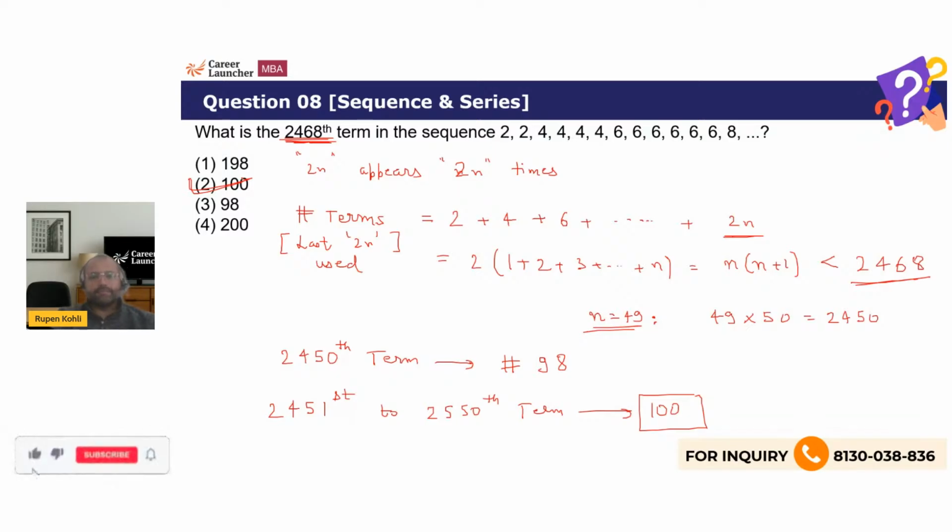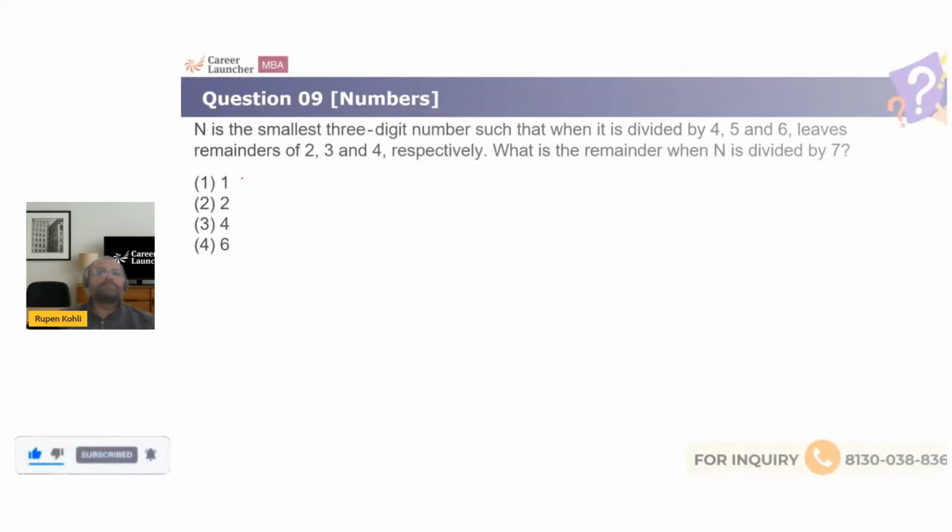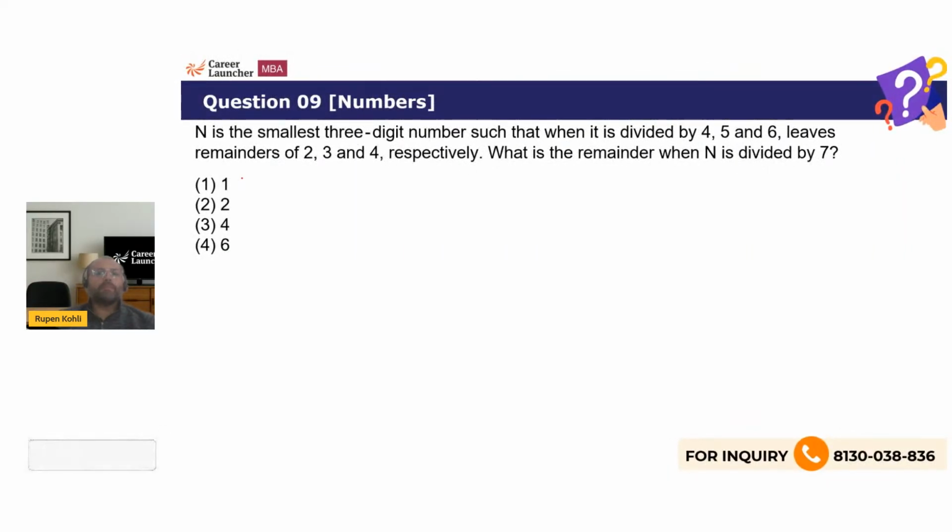Okay, next one. Numbers. N is the smallest three-digit number such that when it is divided by 4, 5, and 6, it leaves remainders of 2, 3, and 4 respectively. What is the remainder when N is divided by 7?